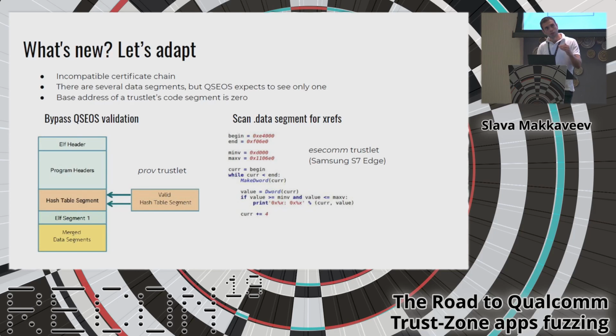New trustlet code assumes that its base address in memory is 0. In this case, we need to fix all xreferences in the read-only data segments of the trustlet. And this is just an example of the simplest IDA script which I used, which finds all xreferences in the data segment of the ECCOM trustlet from the Samsung device. The last thing which I want to mention here is that the start and handler functions of a trustlet require some minor fixes as well, but it's always something specific to the trustlet.